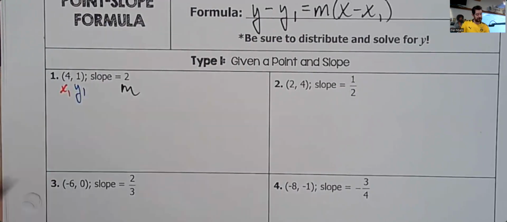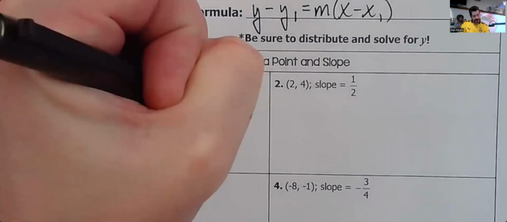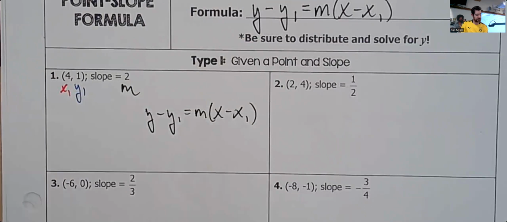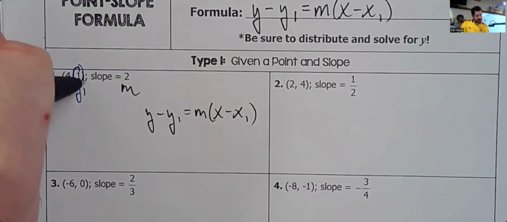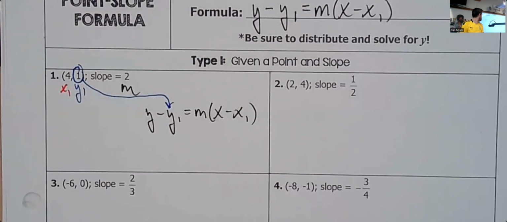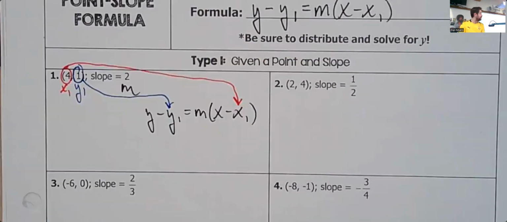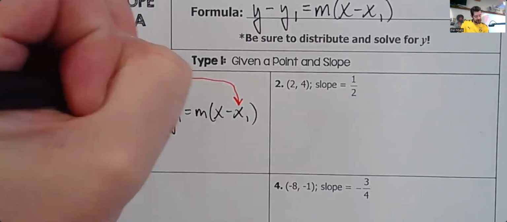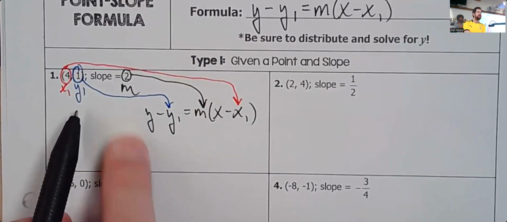So what we're going to end up doing is plugging this into y minus y1 equals m times x minus x1. So the value of y1, which is 1, goes right here. The value of x1, which is 4, is going to plug in over here. And then the slope, the value of m, 2, is going to plug in right here. So we're just replacing three variables with actual numbers.